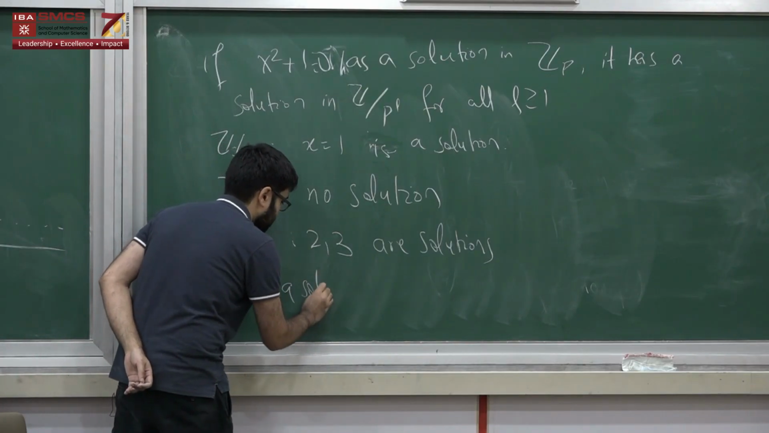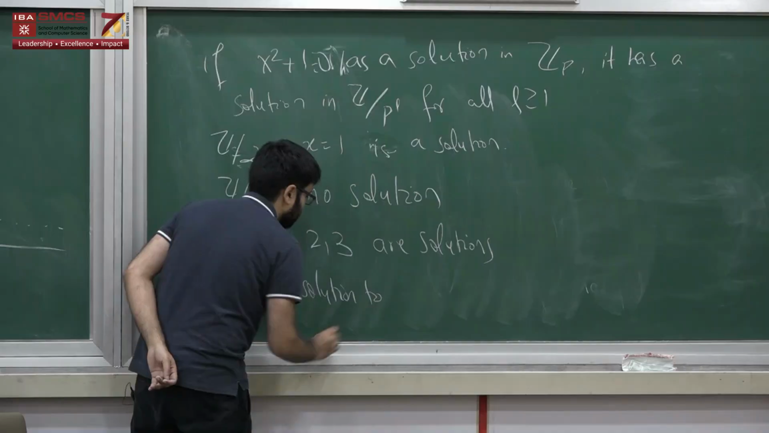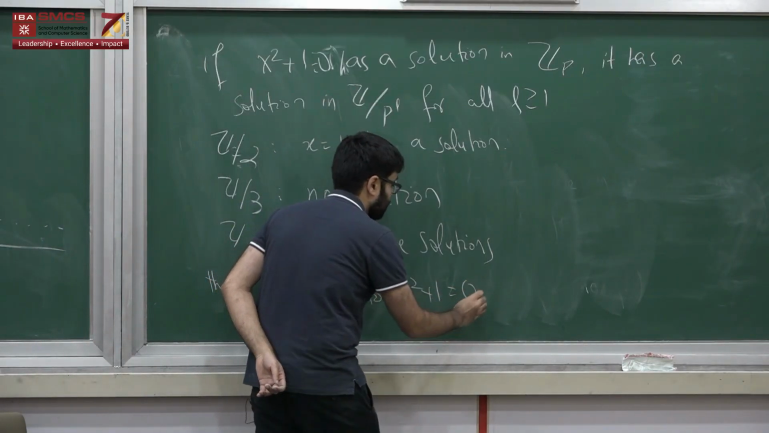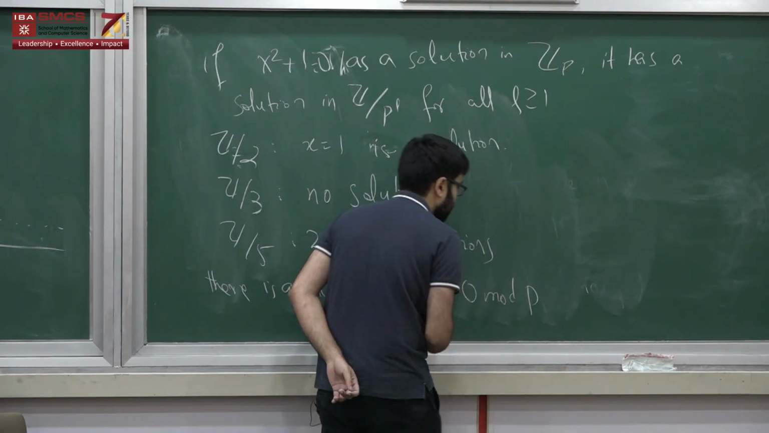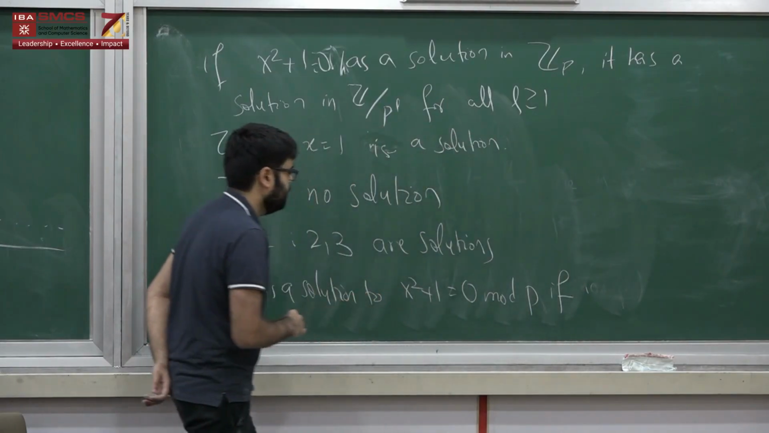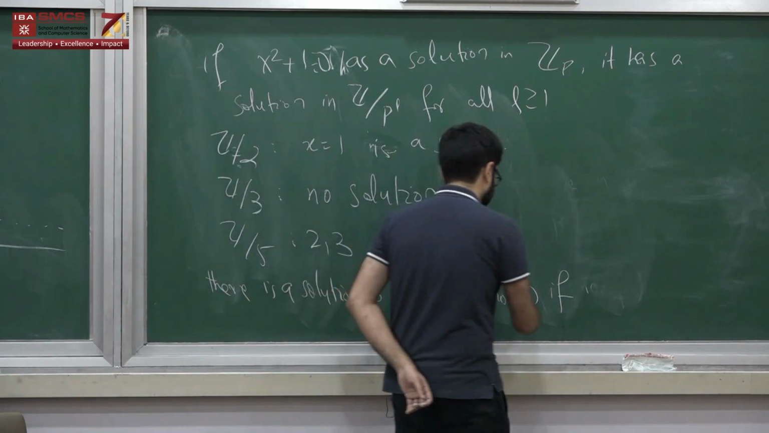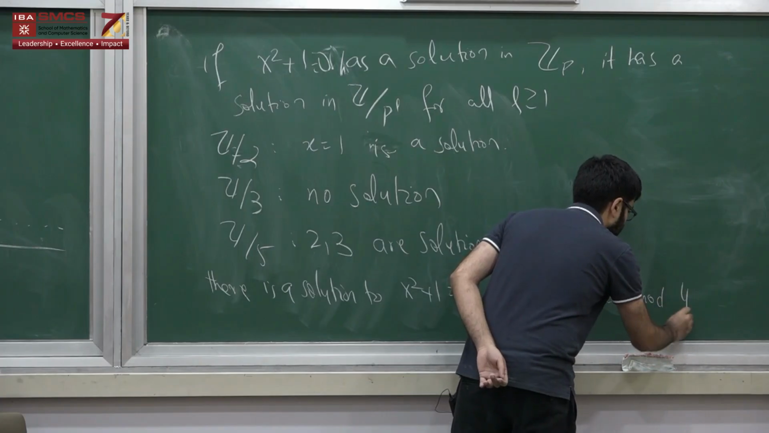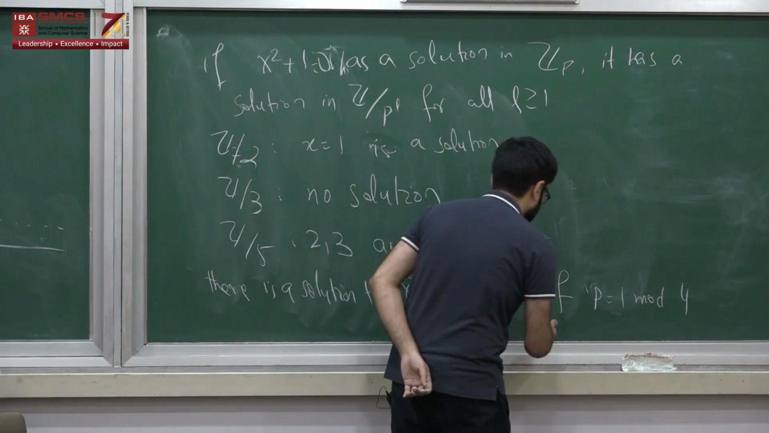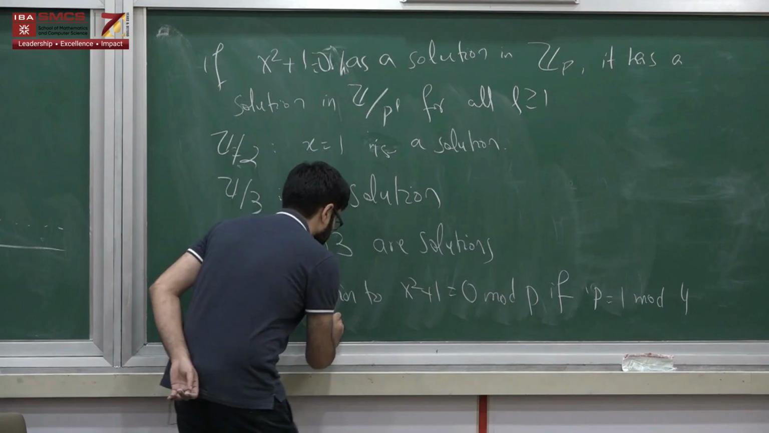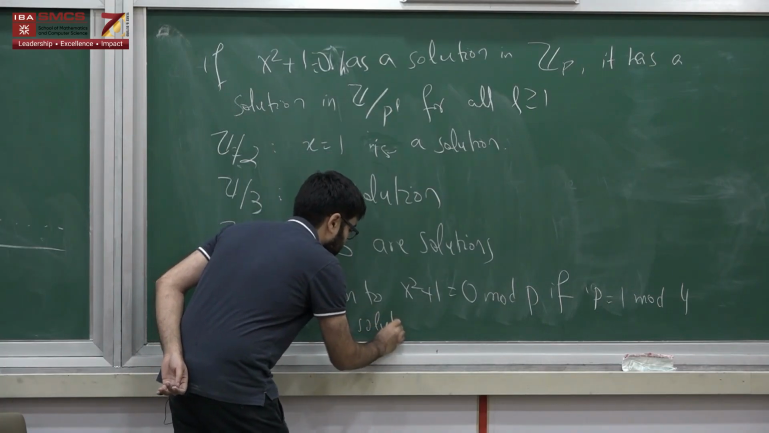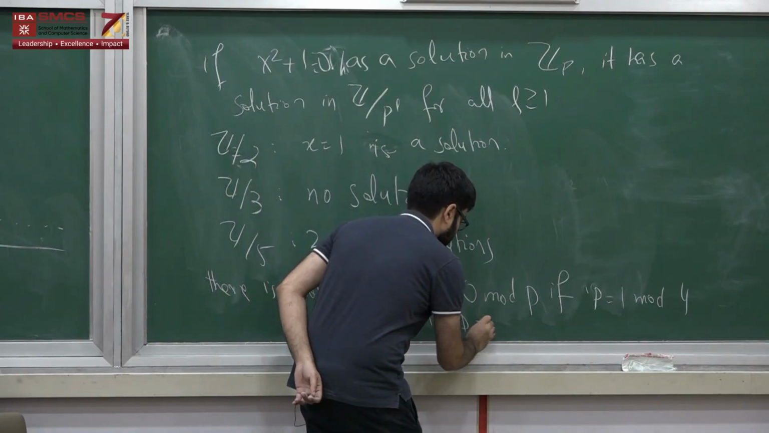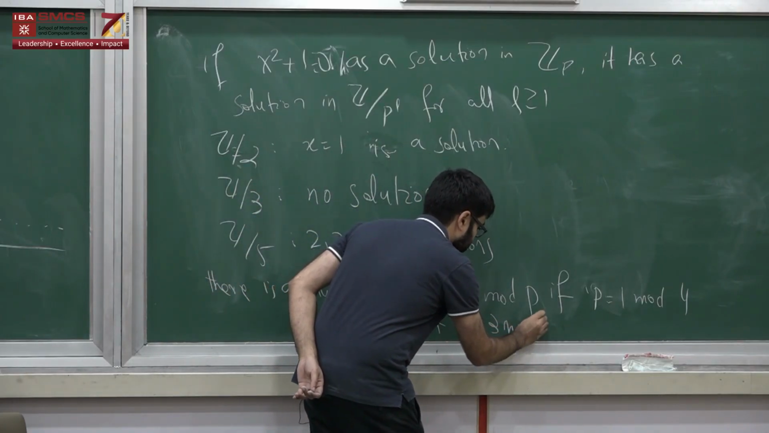solution to x squared plus 1 is 0 mod p if p is equal to 1 mod 4, and no solution if p is 3 mod 4.